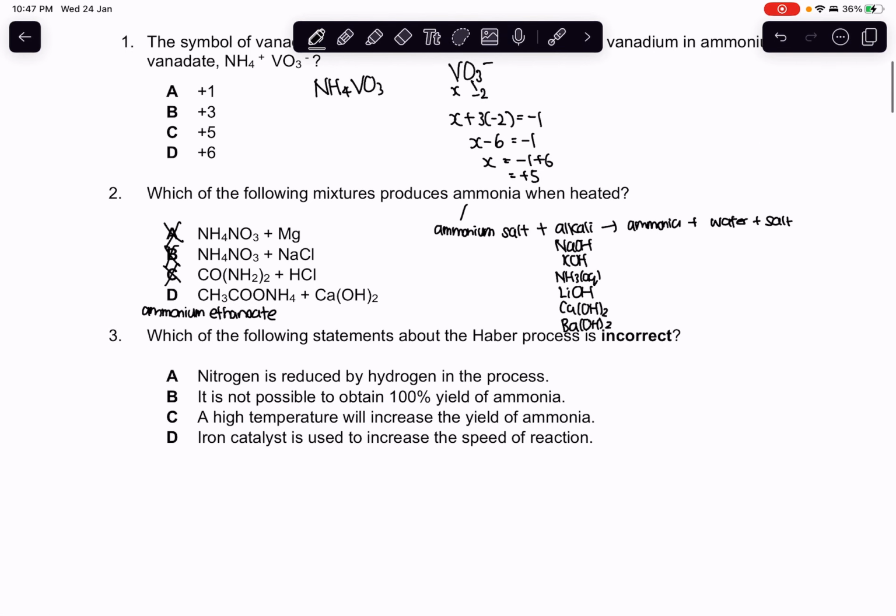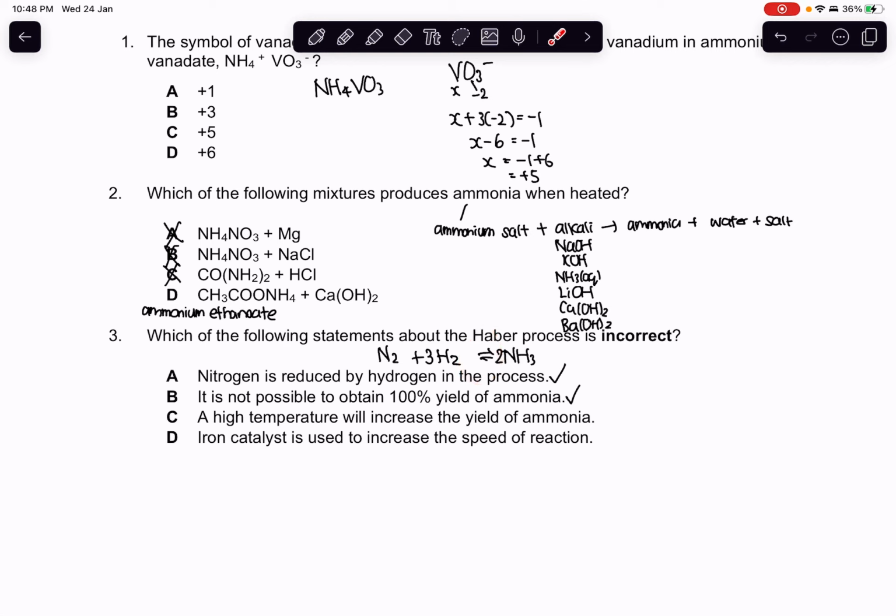Okay, question 3, which of the following statements about the Haber process is incorrect? You just need to check which is correct, and then the remaining one will be incorrect. Nitrogen is reduced by hydrogen in the process. The reaction is N2 plus H2 reversible to NH3. Balanced on both sides, it is 3H2 plus N2 gives you 2NH3. Notice that nitrogen, you add hydrogen to form NH3. Therefore, addition of hydrogen, gain of hydrogen, is reduction. So A is correct.